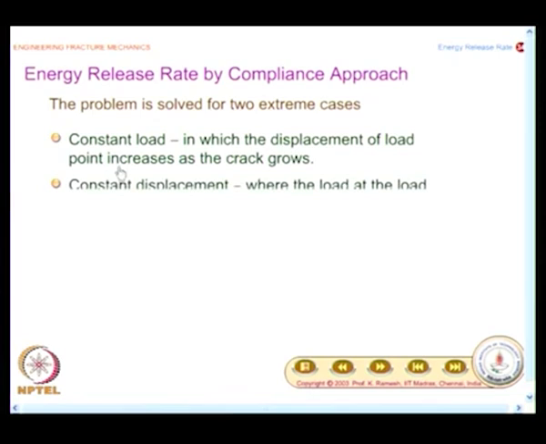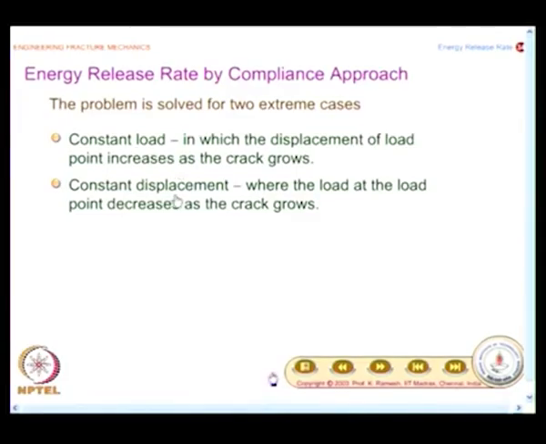As I mentioned, we would solve this for two extreme cases. One is a constant load, another is a constant displacement. Why do we look at these? They are convenient from the point of view of writing out your analytical expressions as well as performing experiments. We have already noted, as the incremental changes become closer to 0, the energy availability in constant load as well as constant displacement is identical.